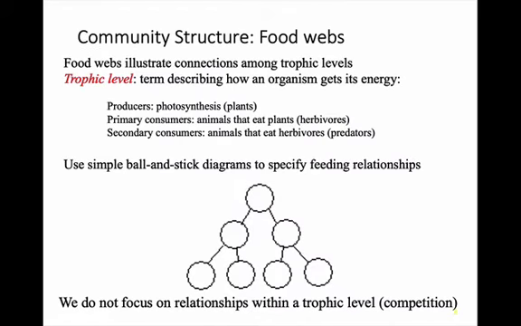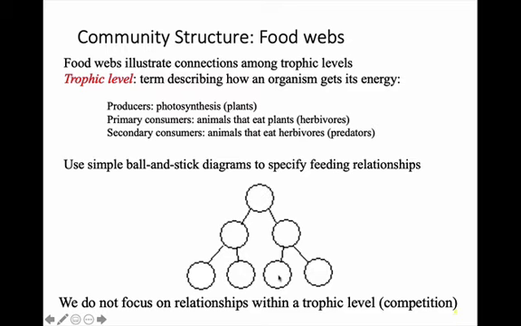Let's just use a simple ball and stick diagram like this to talk about food webs. So what we're really illustrating here is the connections between different trophic levels. Now, what is a trophic level? What does that mean? Trophic means feeding, and so these are levels of strategies of gaining energy. At the bottom, you typically have something like producers that photosynthesize, and these are typically plants of some sort.